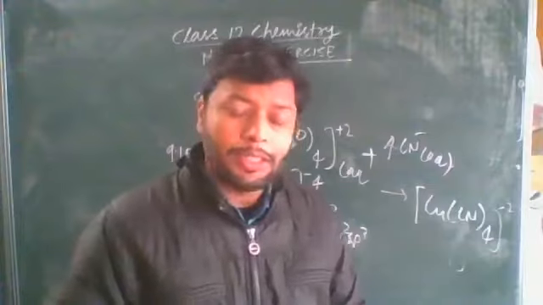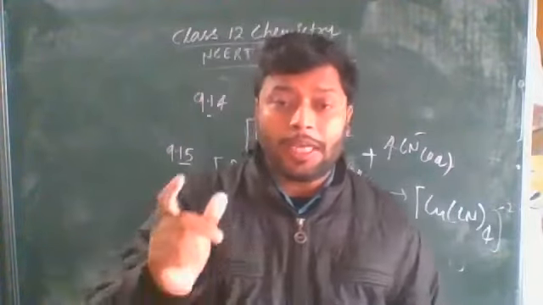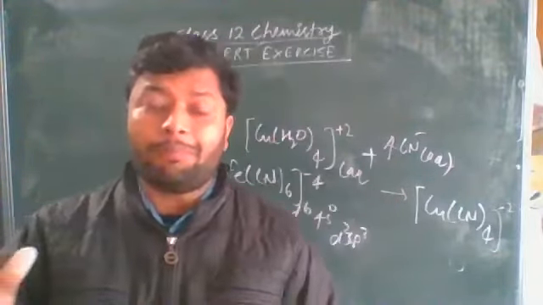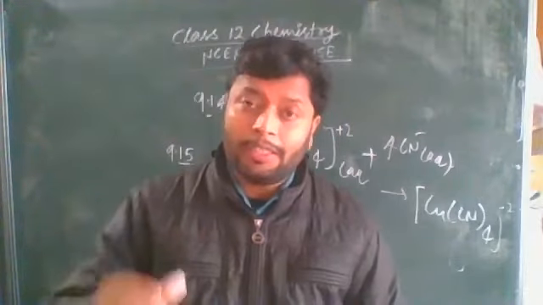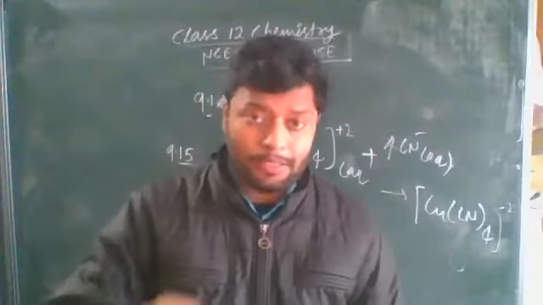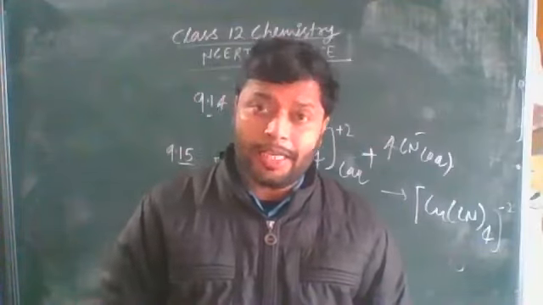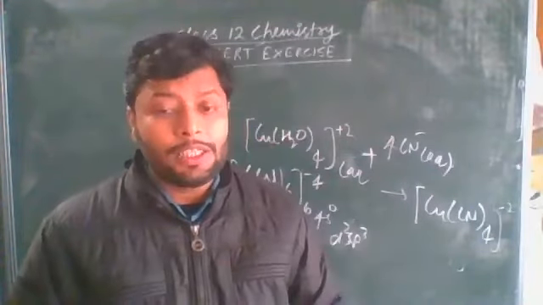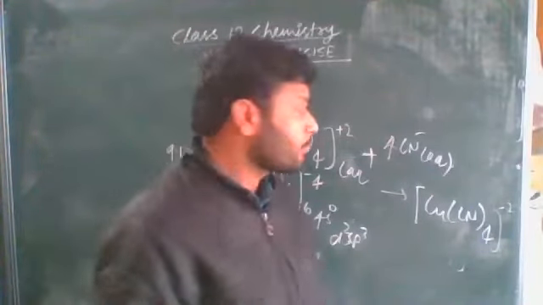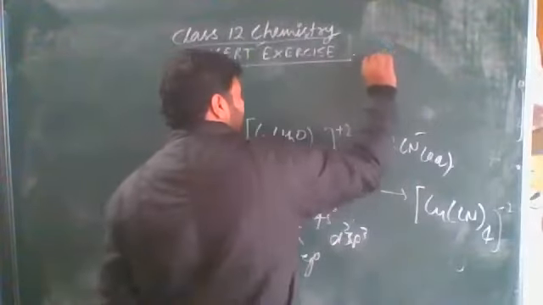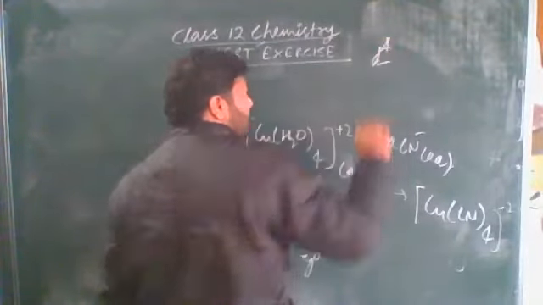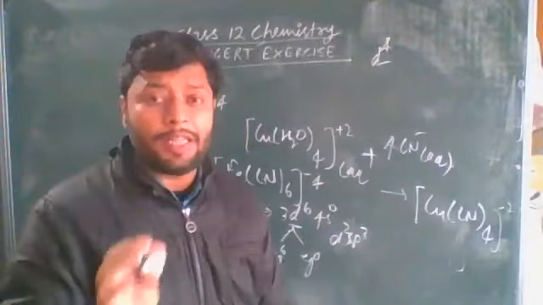So students, for a strong field ligand, the delta value is greater than the pairing value. That's why the electrons will remain paired. They get paired in the t2g set, which is a lower energy orbital. So for that, the electronic configuration can be changed. We can take an example to explain this theory.